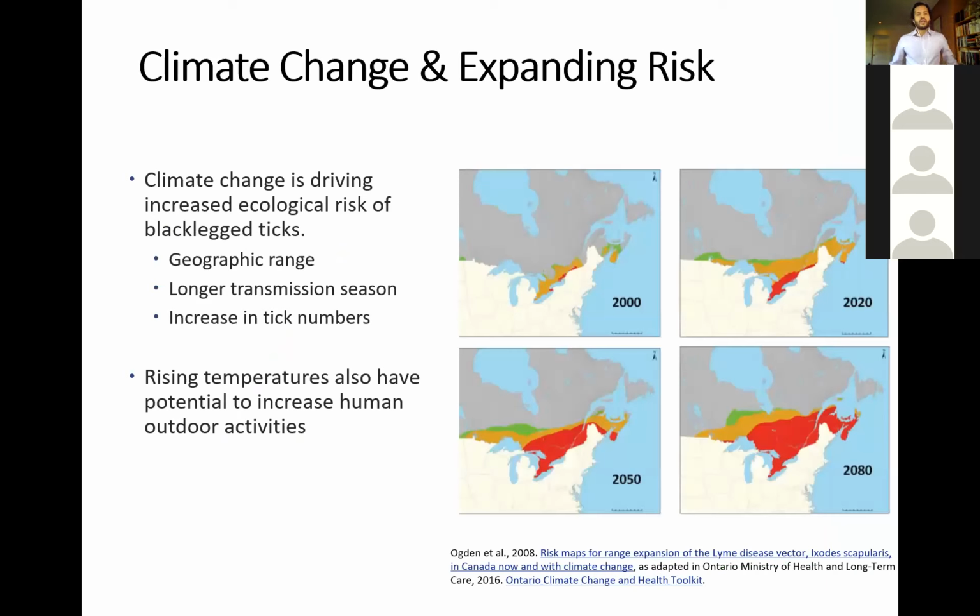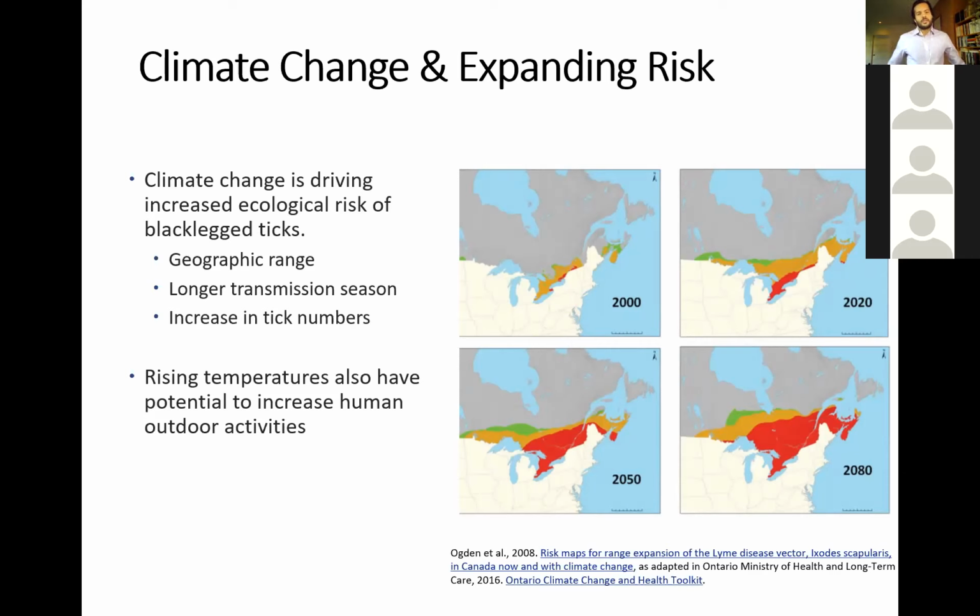Unfortunately, the risk of Lyme disease will only continue to grow in our region and beyond. Climate change is driving expansion of black-legged tick habitat. The increased temperatures are also causing a longer transmission season, as well as an increase in tick numbers in areas where we have established black-legged tick populations because of accelerated life cycles.